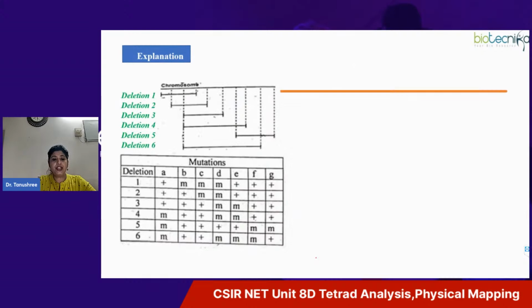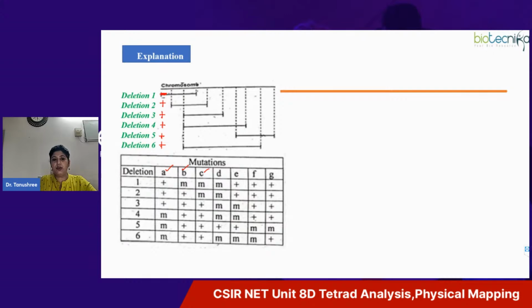So in the question, it is mentioned that these are the deletions which are shown in the chromosome. And these are the alleles A, B, C, D, E, F, G. We have to find out the order of the alleles. So if I write it down, this chromosome here, the allele is absent. But if nothing is mentioned here, that means I can write plus. That means here the allele is present. Here it is absent.